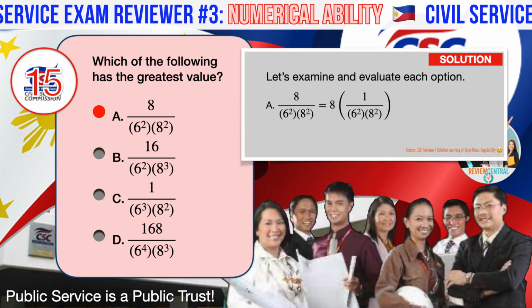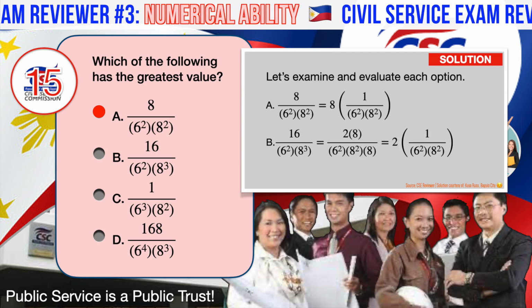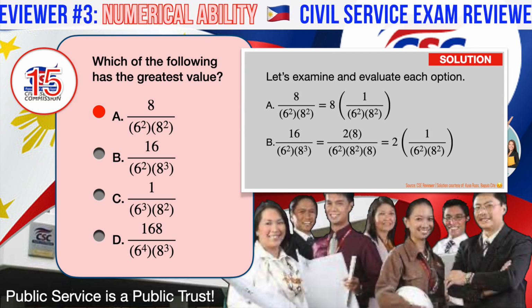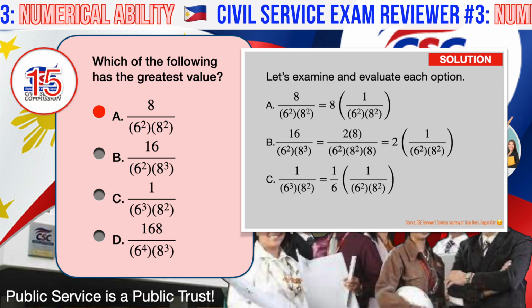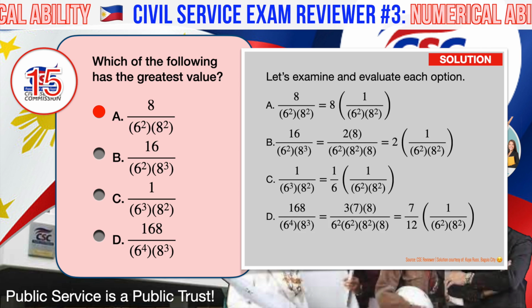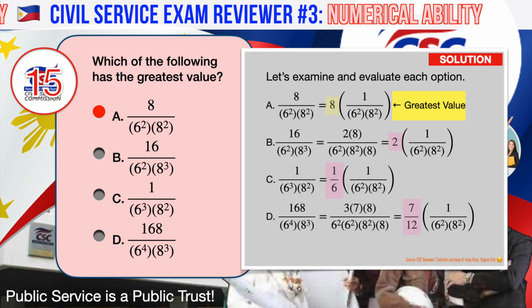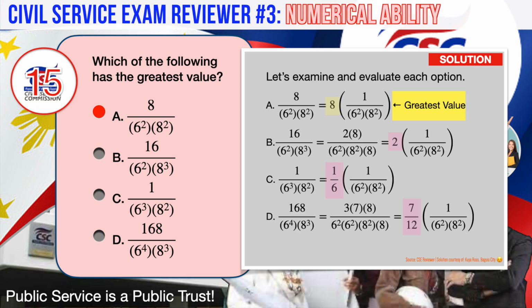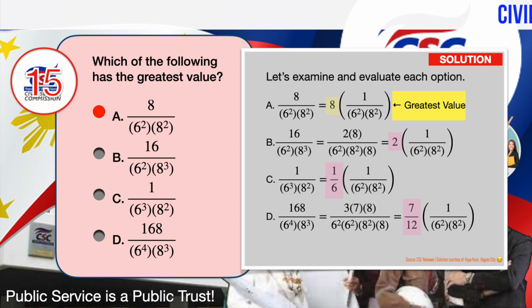For answer choice A, it is 8 times the common factor. For answer choice B, it is 2 times the common factor. For answer choice C, it is 1 over 6 times the common factor. For answer choice D, it is 7 over 12 times the common factor. Comparing 8, 2, 1 over 6, and 7 over 12, it is now very easy to pick out 8, or answer choice A, to be the one with the greatest value.